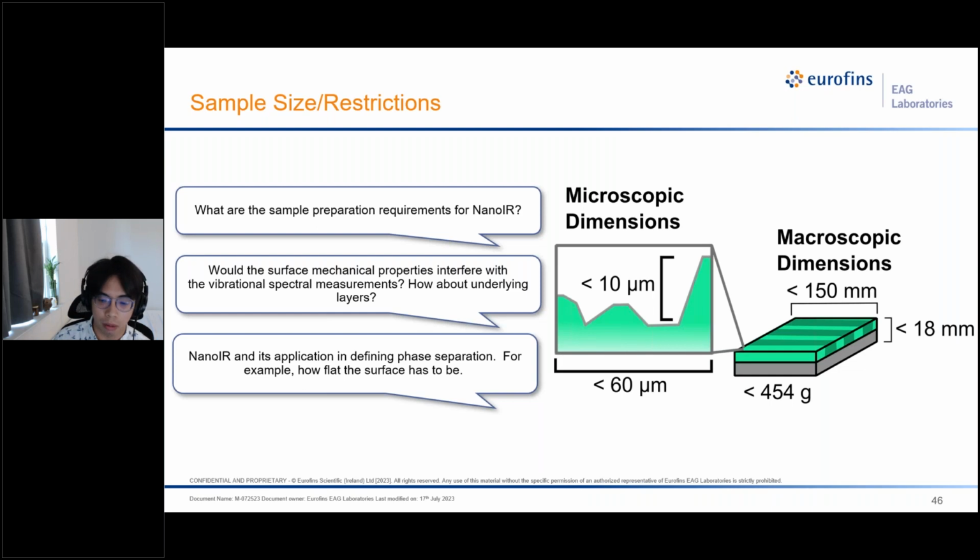And then the tallest height we can tolerate is roughly 18 millimeters. And the sample itself can't be too heavy. So ideally less than 454 grams or 1 pound.